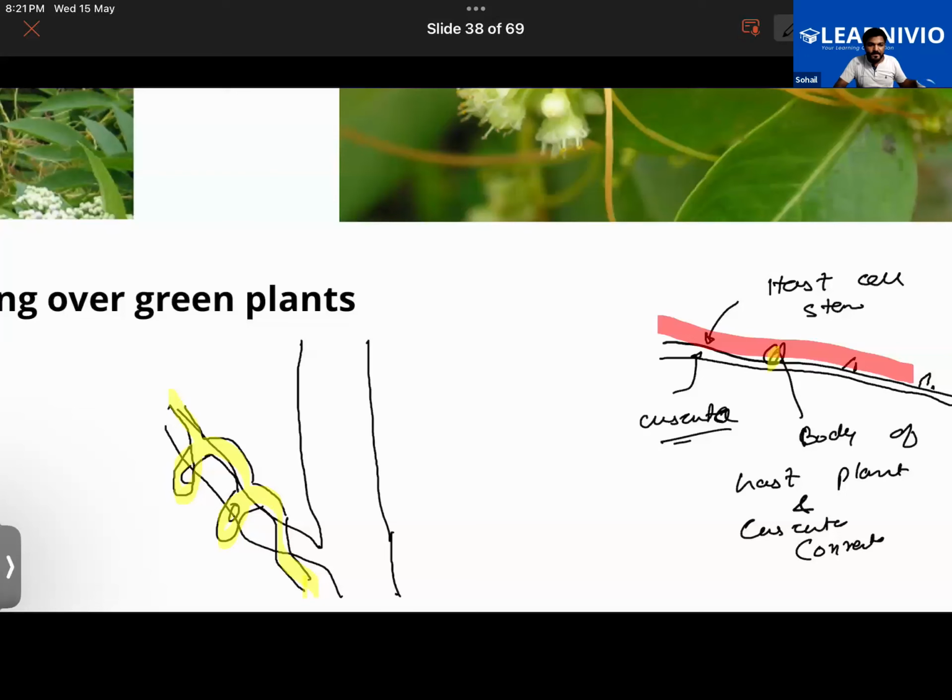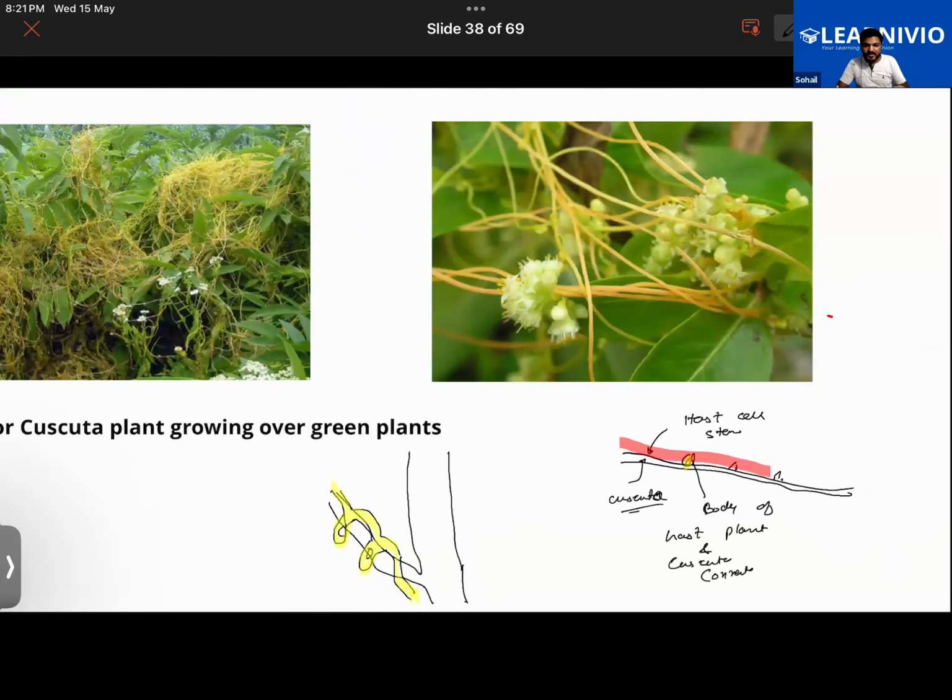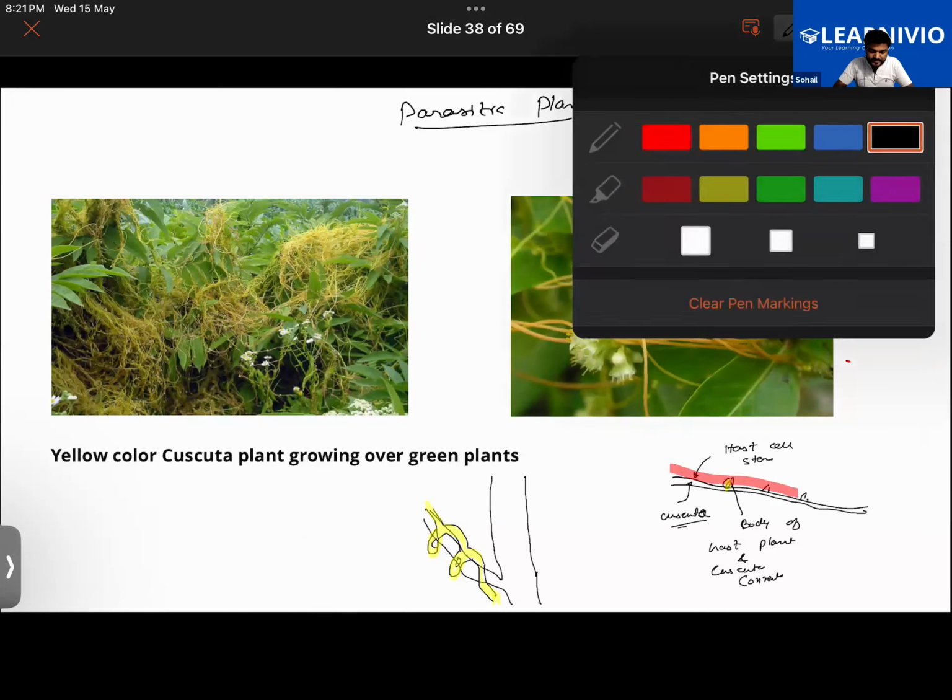Yes, sir. Is it clear to you also, Suleiman and Hassan? Yes. Okay? So their cells join together, their tissues join together. So that is the thing.